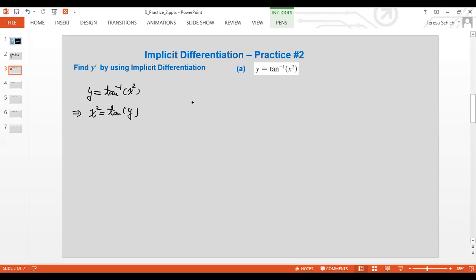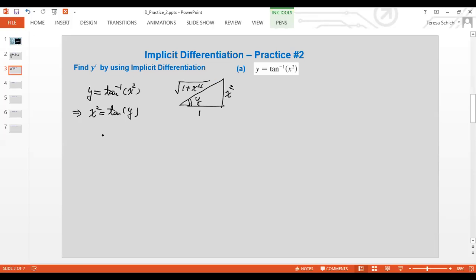So far, so good? Now, this is the right triangle, and this is the angle y. What is the tangent? It's opposite over adjacent. So this is x squared, and this is 1. What is the hypotenuse here by the Pythagorean theorem? It's the square root of 1 plus x to the 4th.